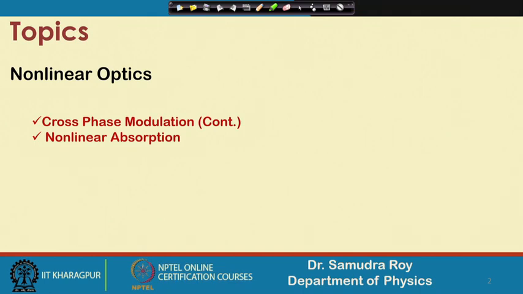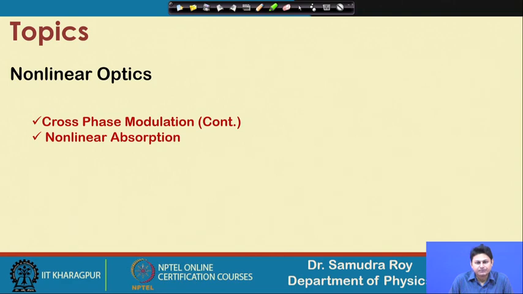Cross phase modulation is a process where, if two different waves or light beams are incident in a system, then one beam will be affected by the other one and vice versa. In the previous class we derived the differential equation of cross phase modulation, and we will solve it today to find out the evolution of the corresponding amplitude and the phase under cross phase modulation. This is the extended version of self phase modulation.